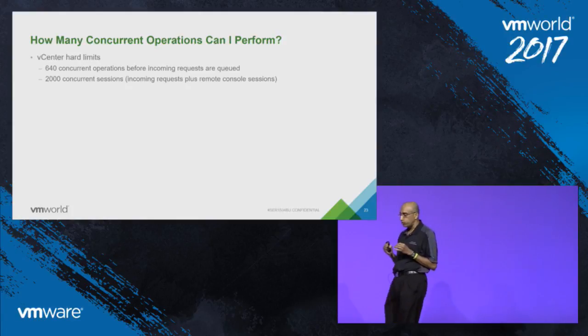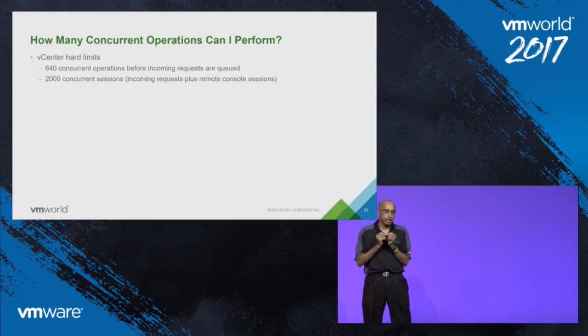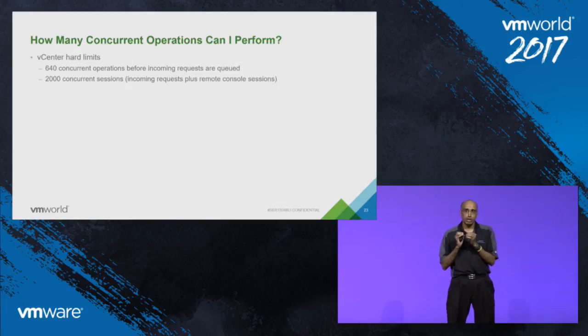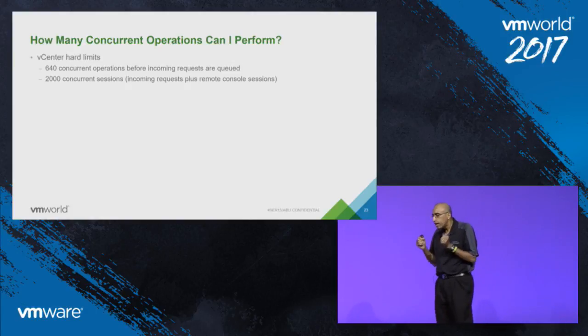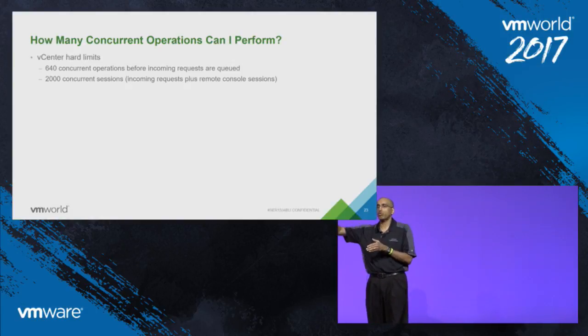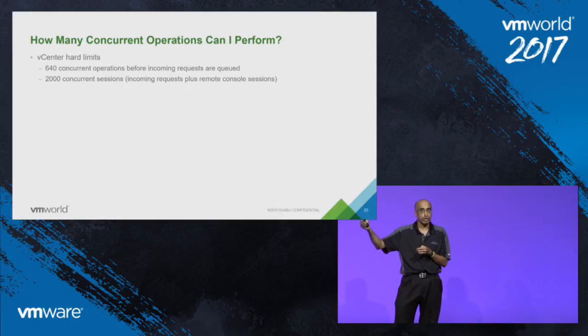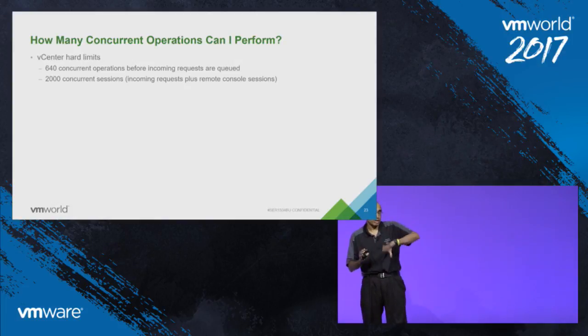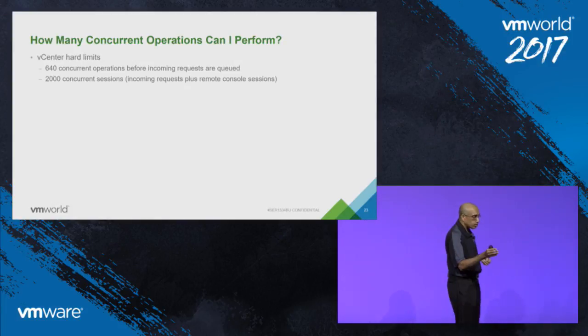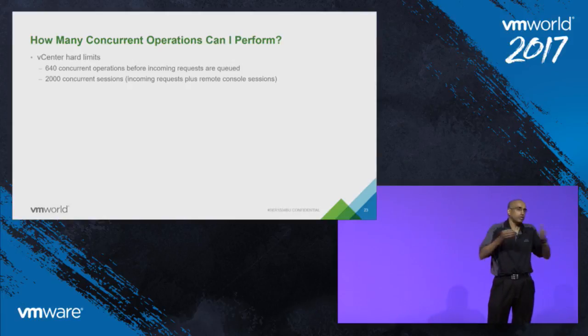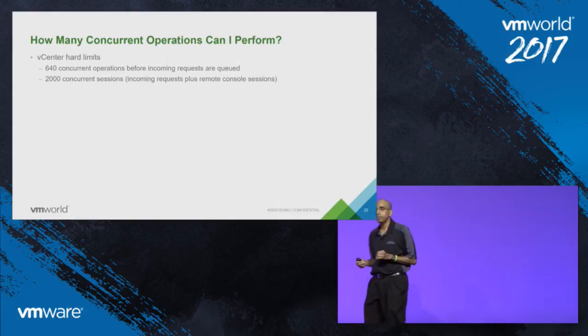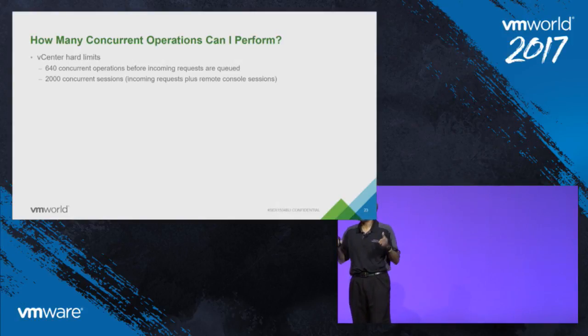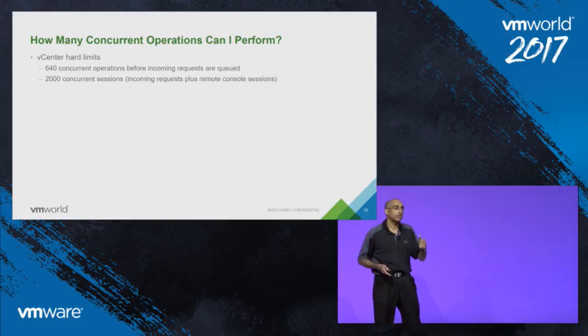There are 2 hard and fast rules with vCenter overall. vCenter can handle up to 640 or so concurrent tasks before it starts to queue those tasks. It can handle up to 2,000 concurrent sessions before it starts rejecting further login requests. So once you hit 2,000, no one else can log in. Remember, there's a distinction between a session and a task. I can log in and I can send 600 requests, and that's totally fine. But if 2,000 people try to log in, then that 2001st person will not be able to log in. Now, those are vCenter-wide limits, but in practice, concurrency is limited by a number of other factors.